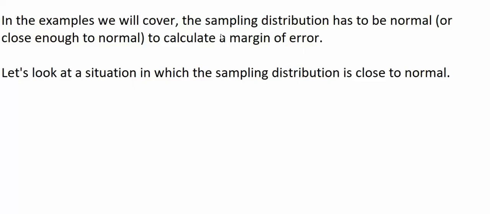And the reason why the sampling distribution has to be at least close to normal is because we're actually going to be using the shape of the normal distribution to calculate the margin of error. And the z-table, which is based on the normal distribution, will come back into play when we calculate this value, the margin of error. So let's look at a situation in which a sampling distribution is close to normal.